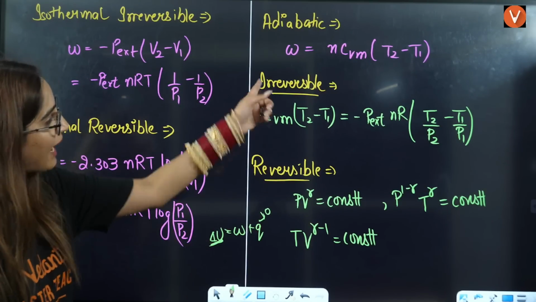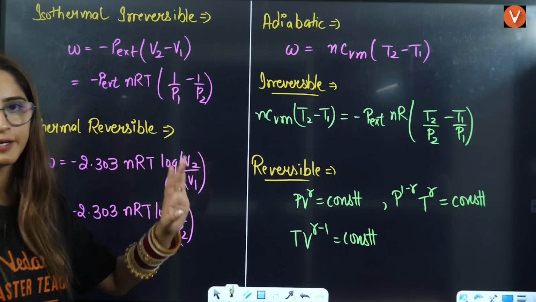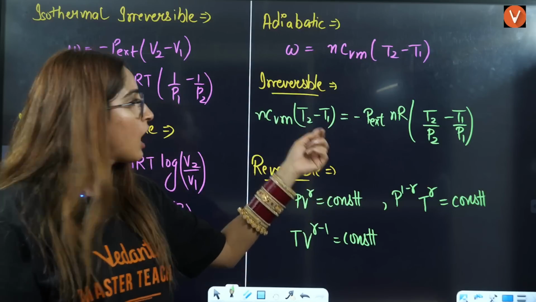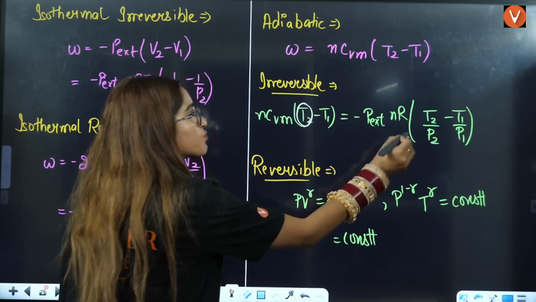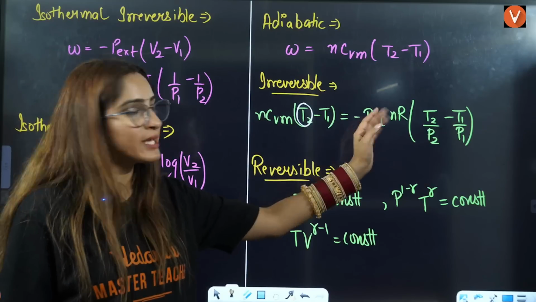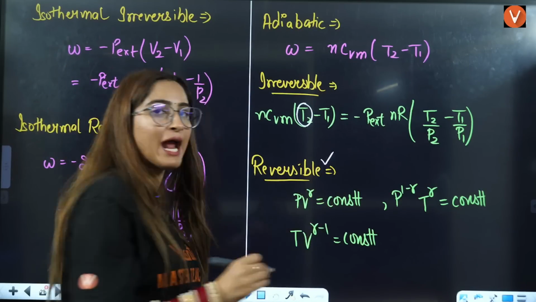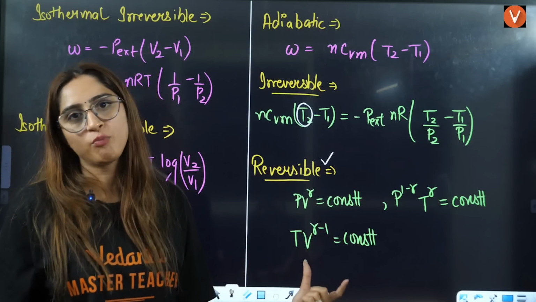Delta U is nothing but n Cv,m delta T. That is why we have directly written it here. Now, for irreversible adiabatic, how will you calculate the value of T2? By using this formula. Everything else will be given to you in the question. But if they have given you reversible adiabatic, then you will calculate T2 by either of these formulas.